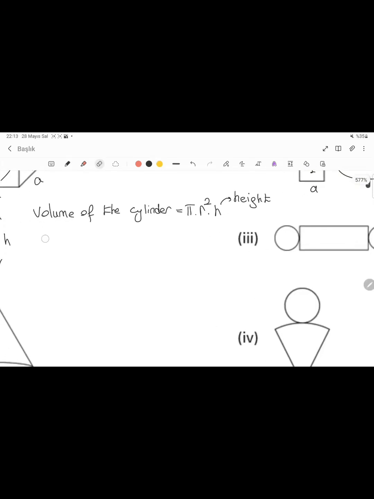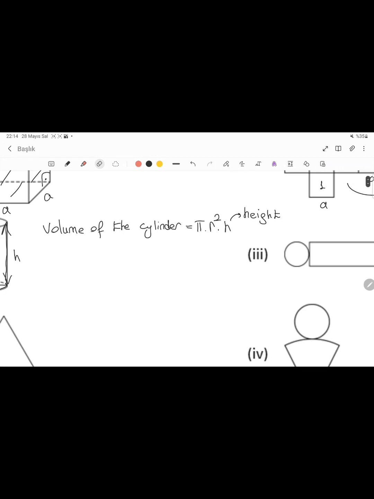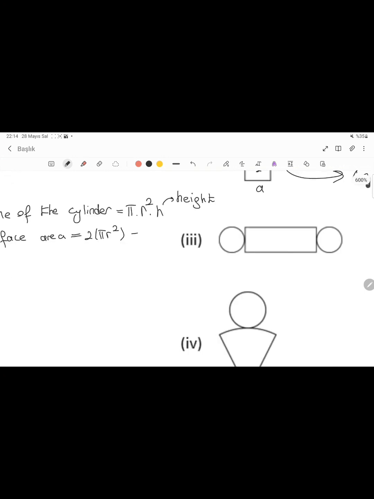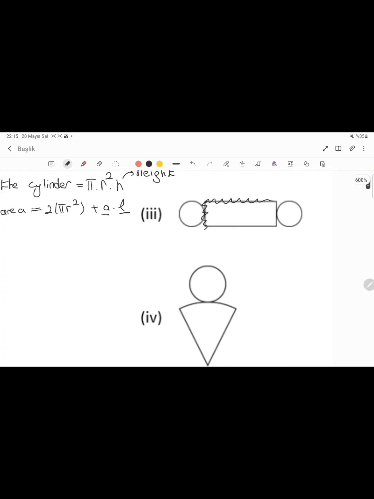The surface area is equal to 2 times pi times r squared, because the 2 circles are on the base, plus A times L. A means the short side of the rectangle, and L means the long side of the rectangle. Let's also write the radius of the bases.